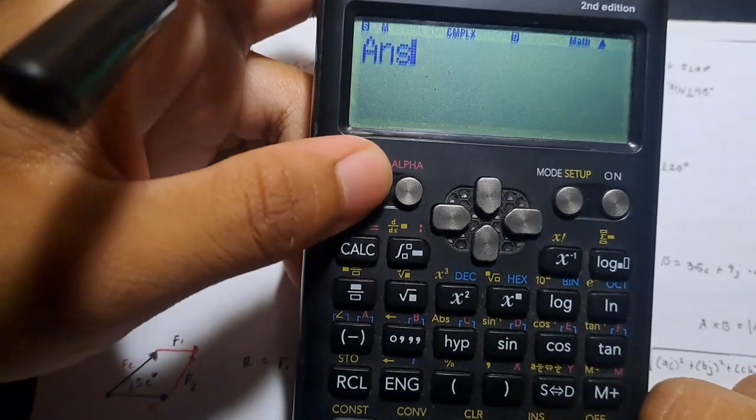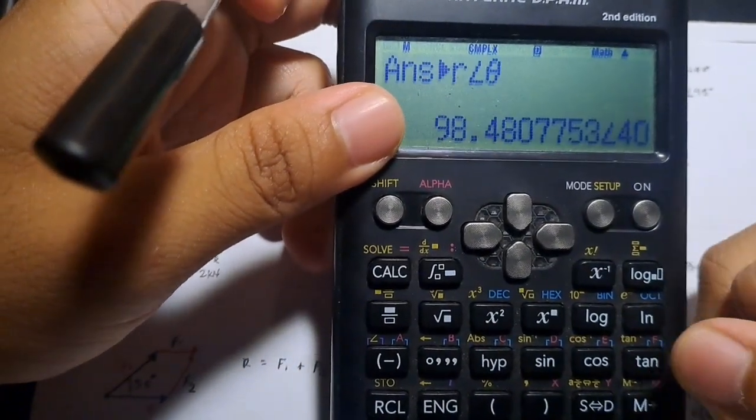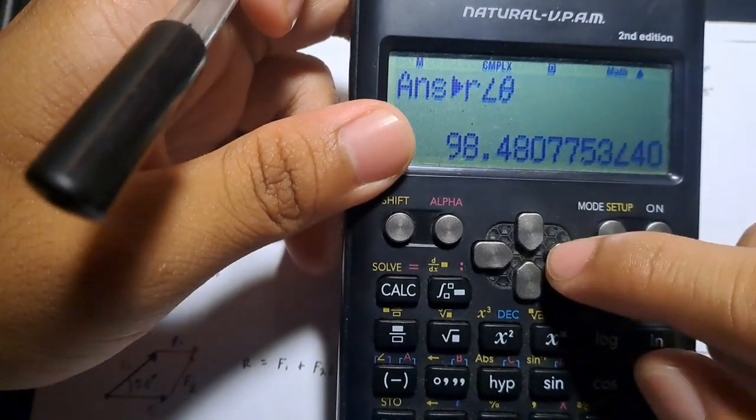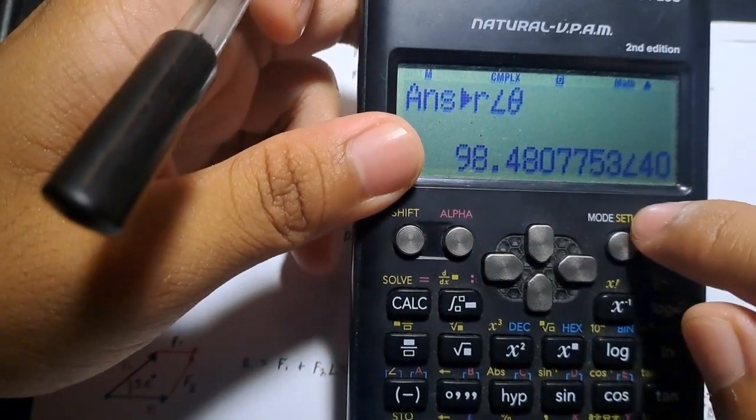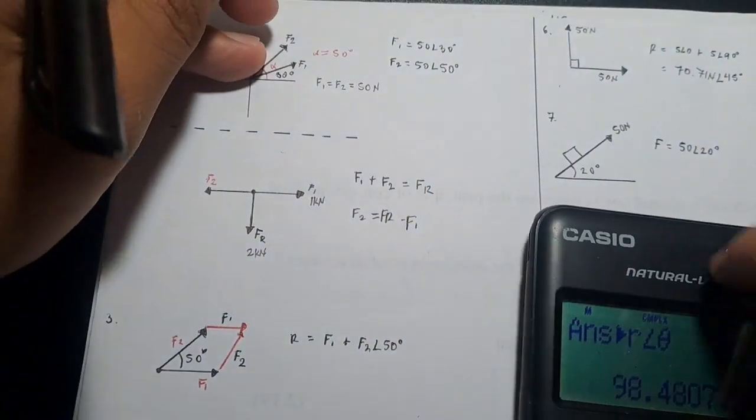So, answer natin, shift 2 and 3. Yung pinakita ko kanina. We will have our magnitude and angle rather. So, ito na ang resultant mo. So, let's have number 2.